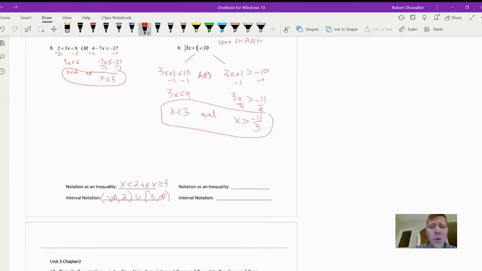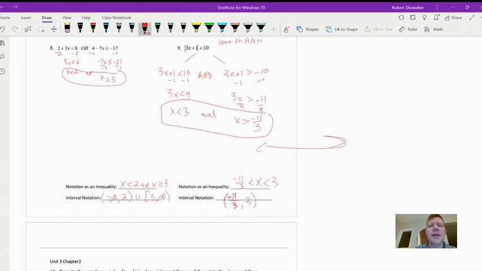You could write it like that, or you could write it as one string at the top, where you start with -11 over 3 less than x, because that's flipping it, because we're putting the x there, and then less than 3. That works too. Interval notation is going to be (-11 over 3, comma, 3) with parentheses. Notice it's squeezed in between. It's an and.